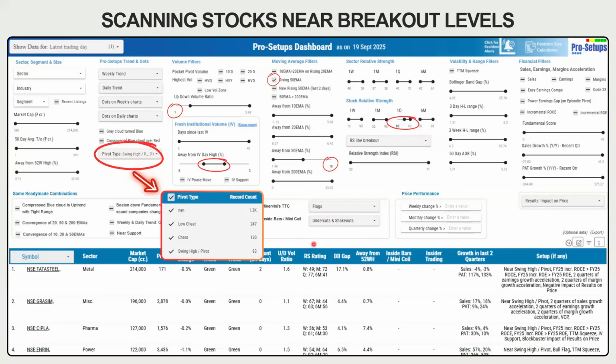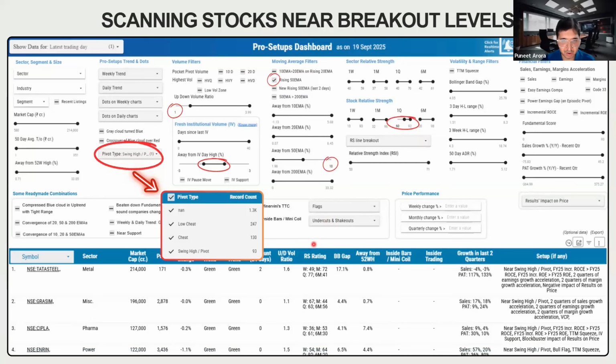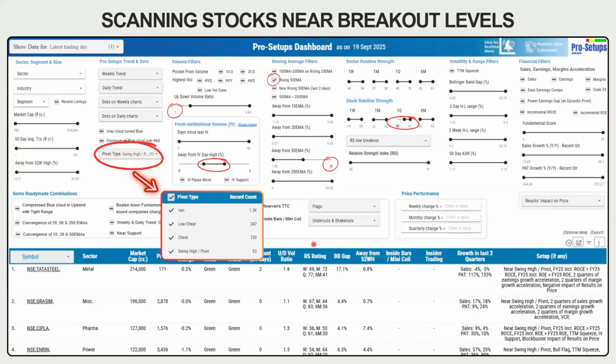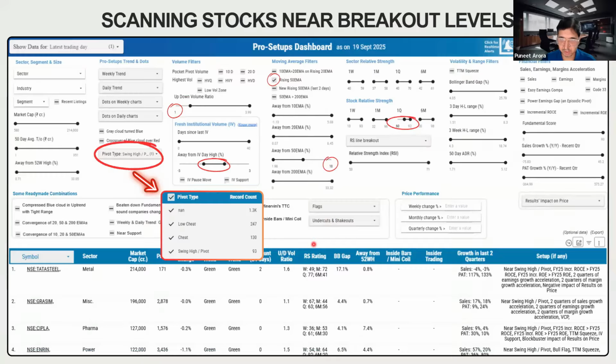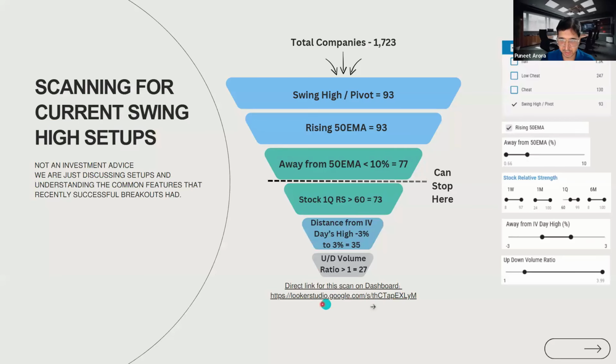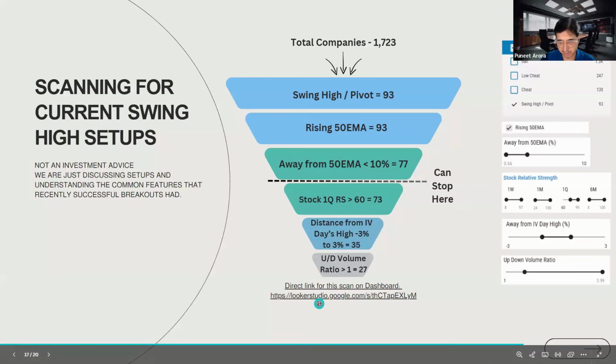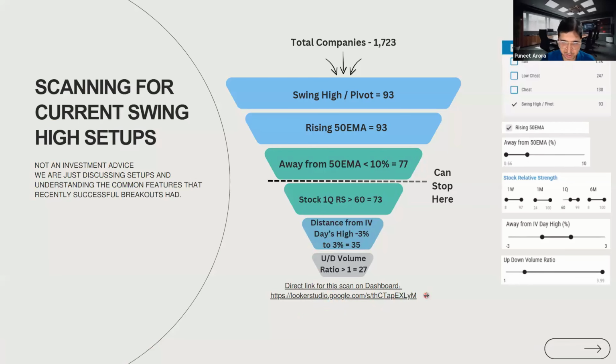Okay, so we have to type it and mention it in the chart. No, we cannot get them automatically. I have actually written them manually on the chart. The link to the dashboard and the scan is here also. I have told you how to make it, or you can directly use this link.